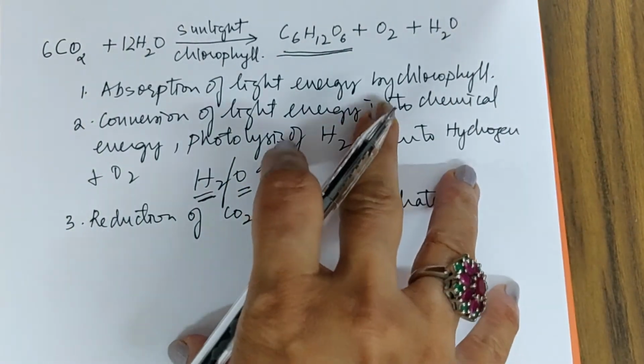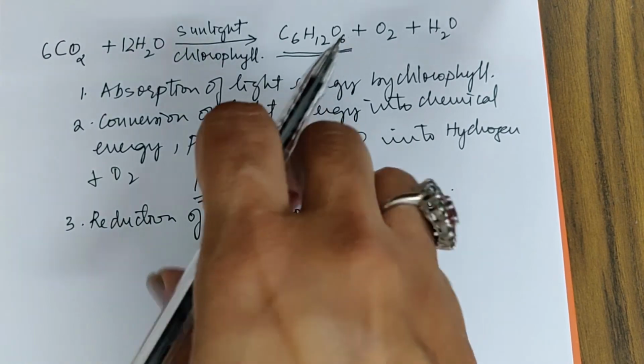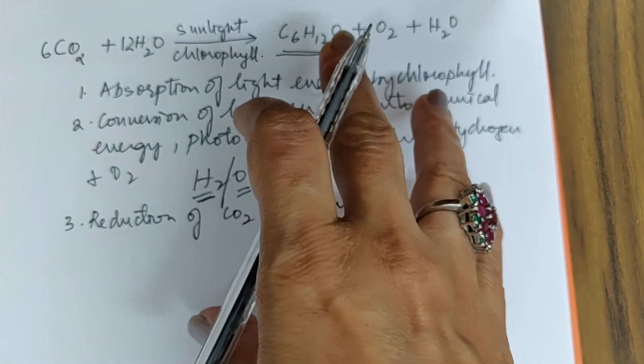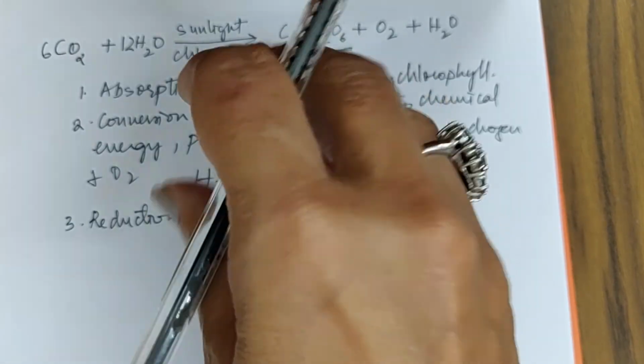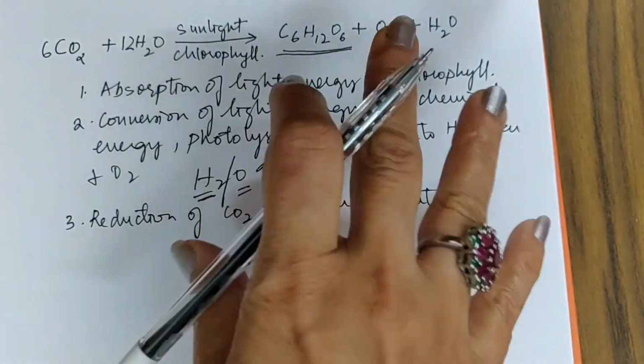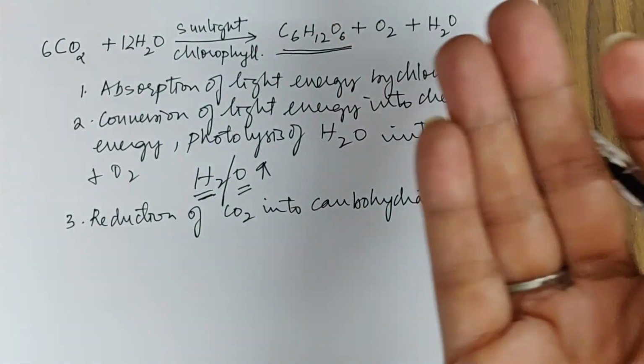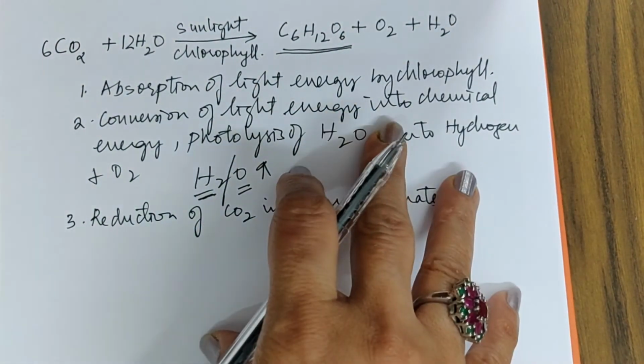Now these three steps need not take place immediately one after the other. For example, in the case of desert plants, you know that these desert plants lack water. So during the daytime, they will not be opening the stomata, because if they open the stomata, a lot of transpiration is going to take place and they are going to lose water.